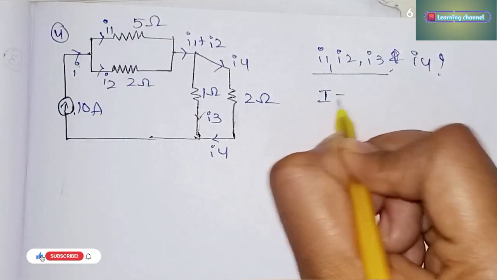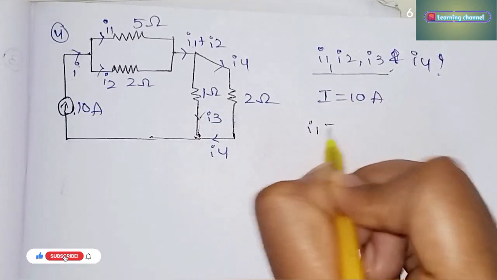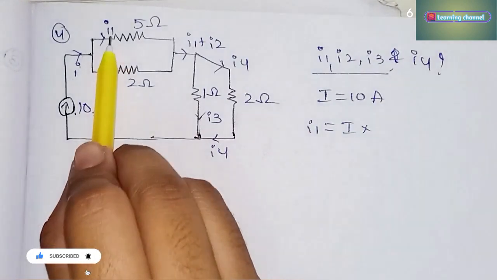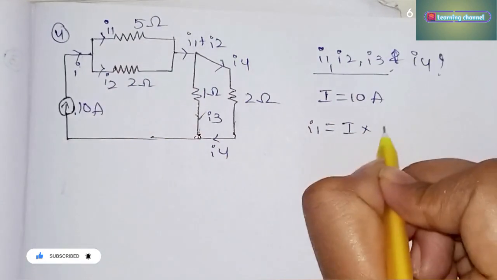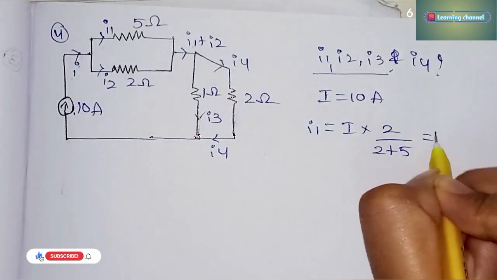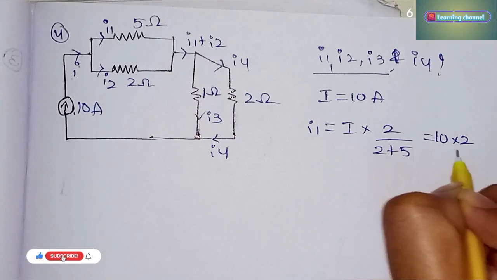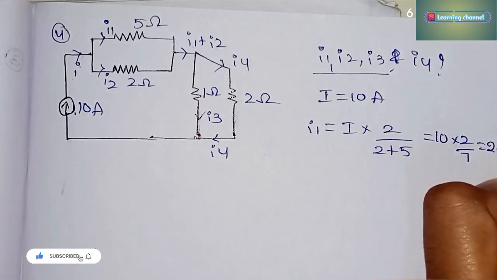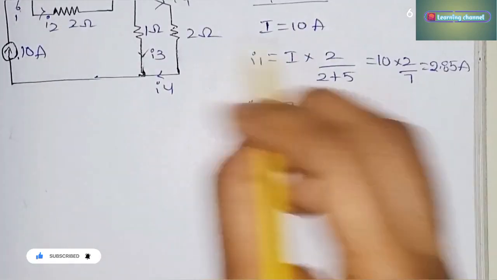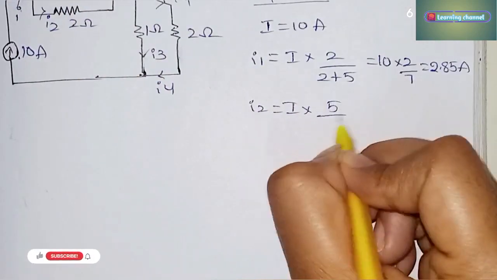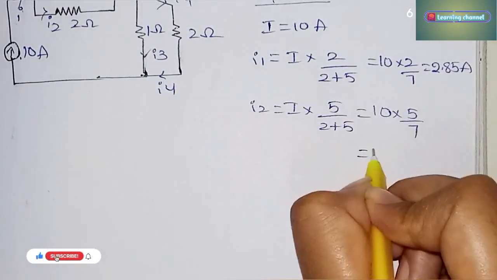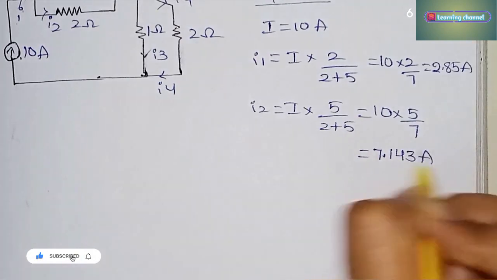Firstly, I is equal to 10 amperes and I1 is equal to I source into the opposite resistance. In order to find I1, the opposite resistance is 2, by the two resistances added, 2 plus 5. So that is 10 into 2 by 7, equal to 2.85 amps. Next, I2 is equal to I into the opposite resistance 5, by 2 plus 5, which is 10 into 5 by 7, equal to 7.143 amperes.